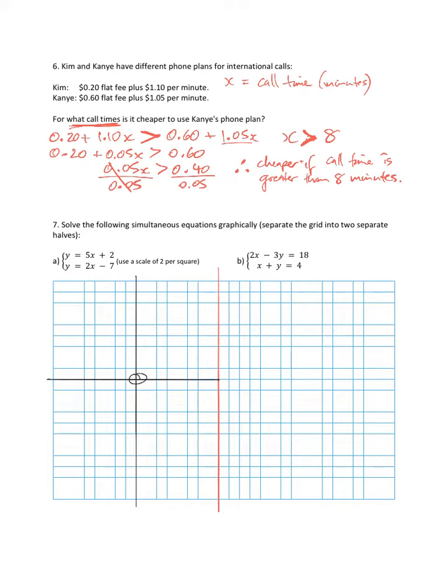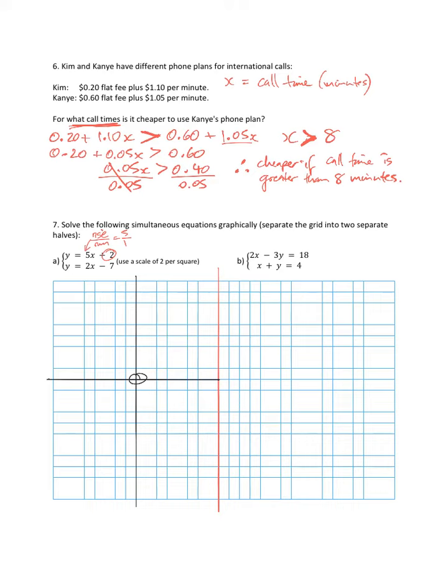Okay, so looking at the line 5x + 2, that's the slope. So rise over run is going to be 5 over 1, and the y-intercept is positive 2.